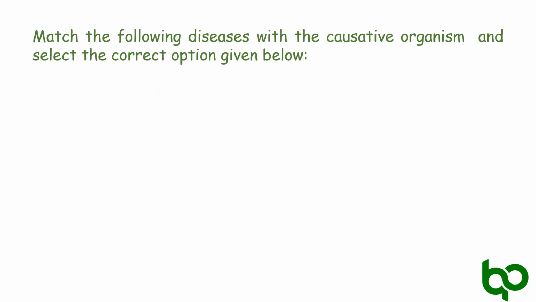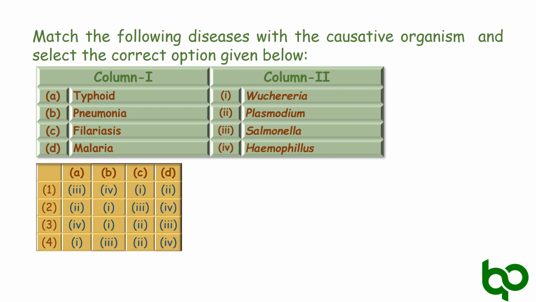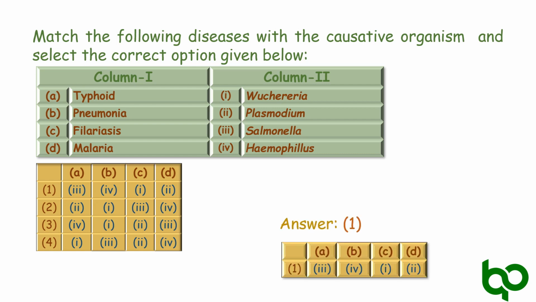Now the question is, match the following disease with their causative organisms and select the correct option given below. There are the names of diseases in list 1 and the names of causative organisms in list 2. The options are here. We know typhoid is the disease caused by Salmonella typhi, pneumonia is caused by Haemophilus, filariasis is Wuchereria bancrofti, and malaria is caused by Plasmodium. So the answer will be option 1.